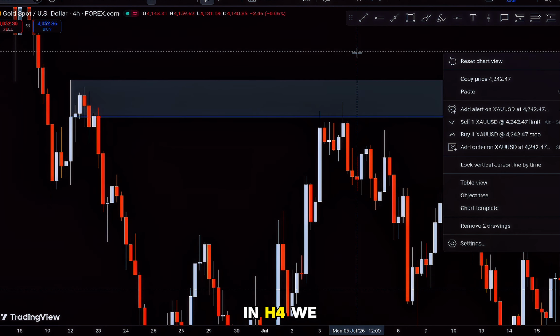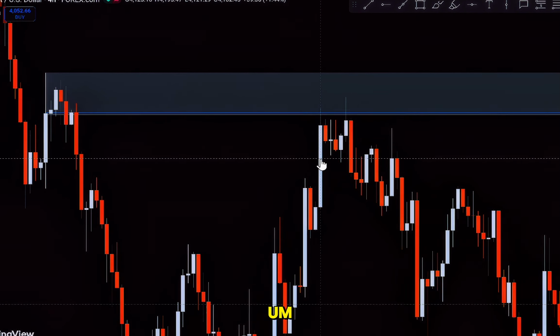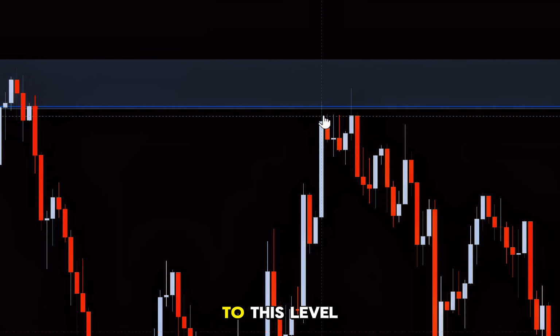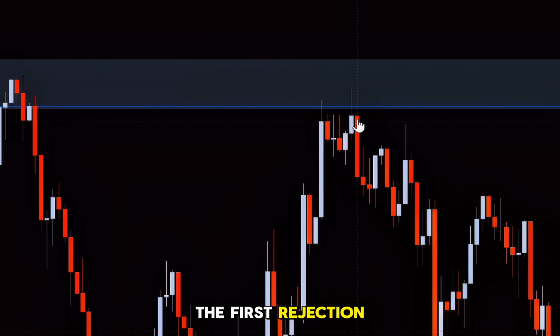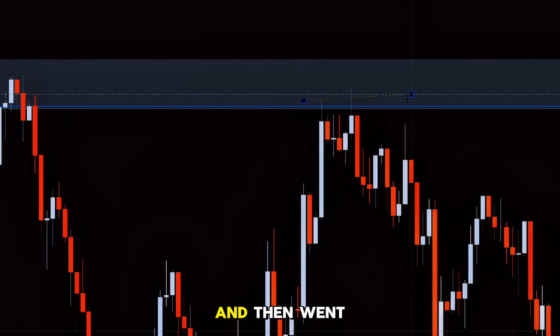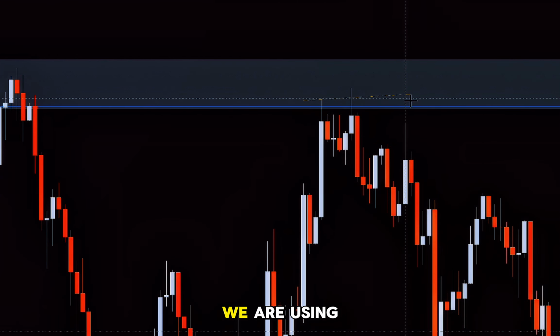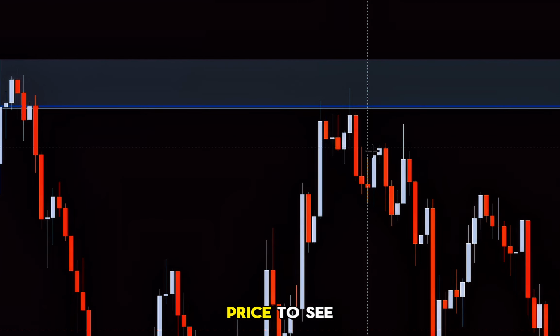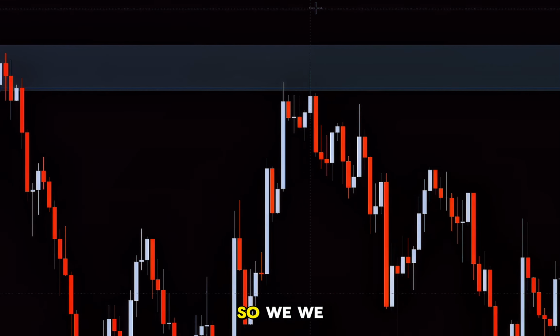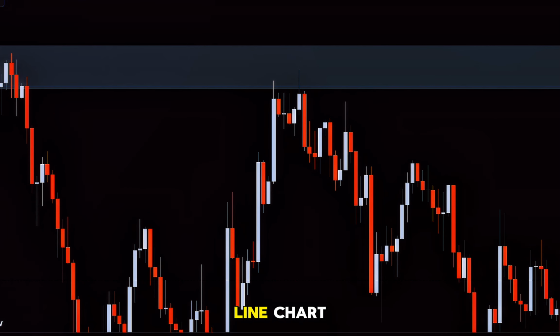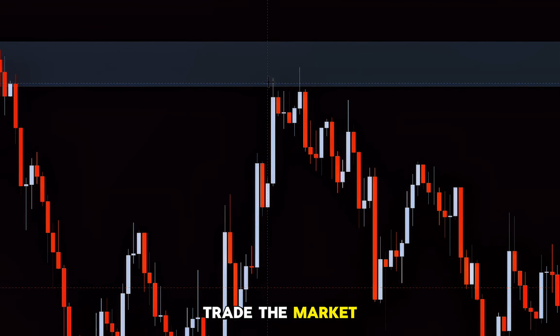So here in H4, we can see that price has come to this level, and we have the first rejection, and then price came and took this highs out and then went to the downside. We are using the movement of price to see what is going to happen. So we can use the line chart, you can use the candles if you are okay with it. So what we want to do is to let market break structure to the downside, and then we can start to trade the market along that.